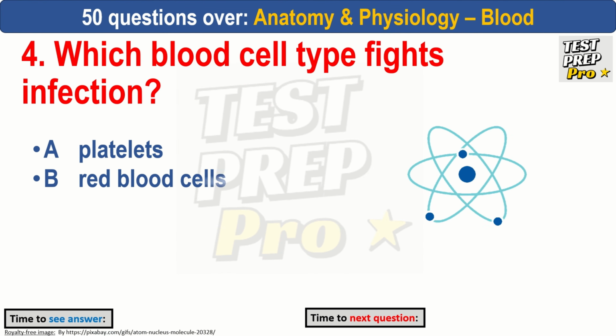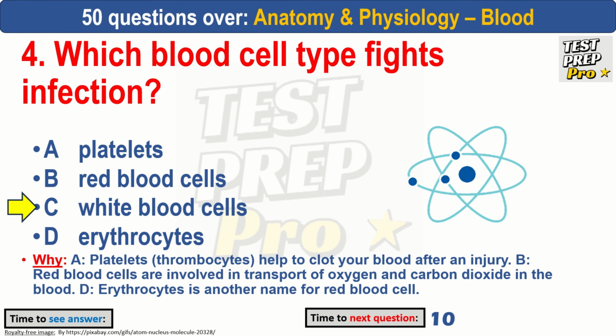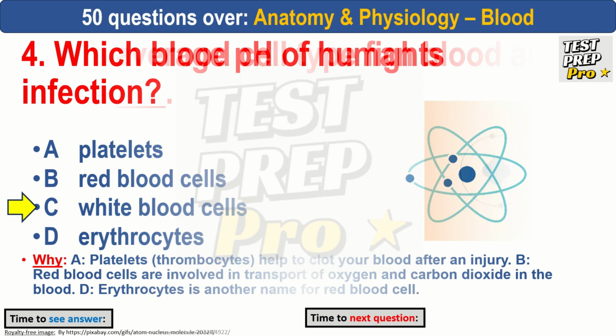Which blood cell type fights infection? Is it A, platelet, B, red blood cell, C, white blood cells, or D, erythrocytes? So this would fight, say, bacteria in your body. It'd be white blood cells. And there's many types like neutrophils, eosinophils, monocytes, and we'll talk about them in a future video that's coming up soon. All right, let's see.